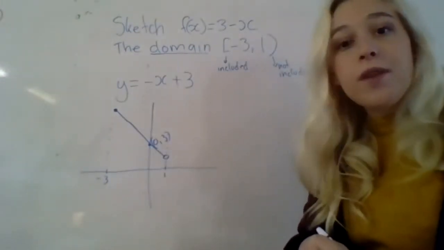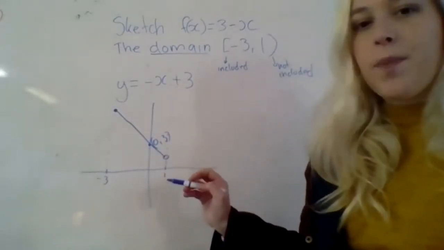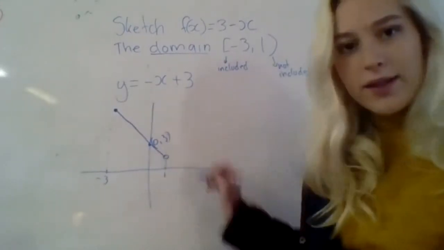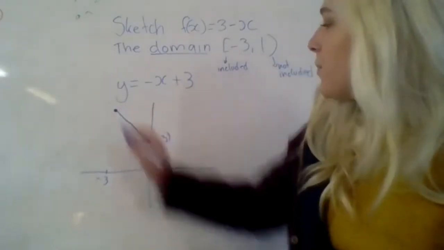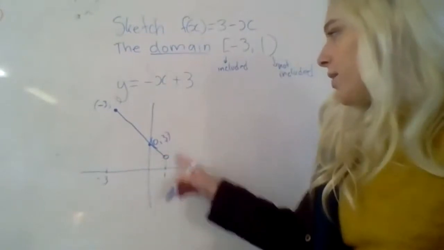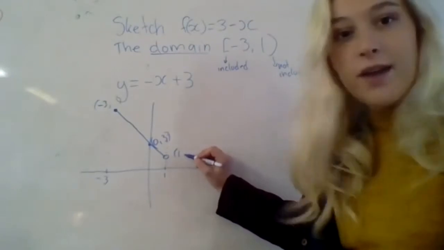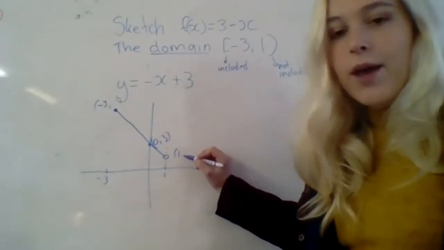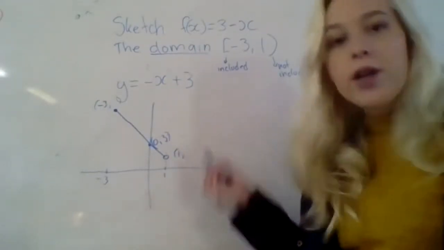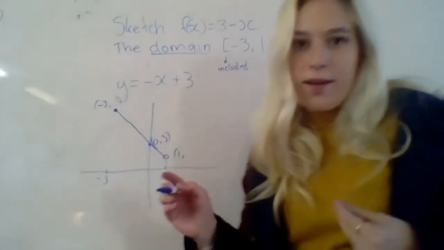Maybe we should fill in some more information about this graph, because right now we just have a y-intercept. I think we need to fill in our endpoints as well. So this endpoint here we know has an x value of -3. We just don't know the y value. And we know that this point over here has an x value of +1, we just don't know the y value. So we're just going to sub in our x values into our original equation, and we're going to get our y value.